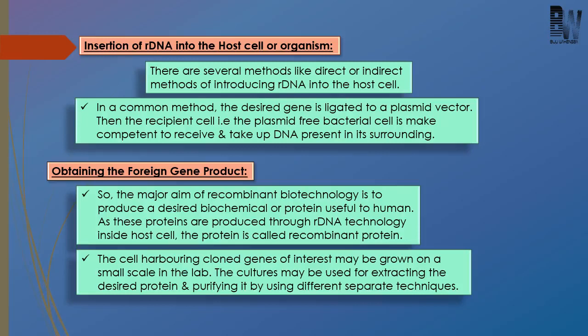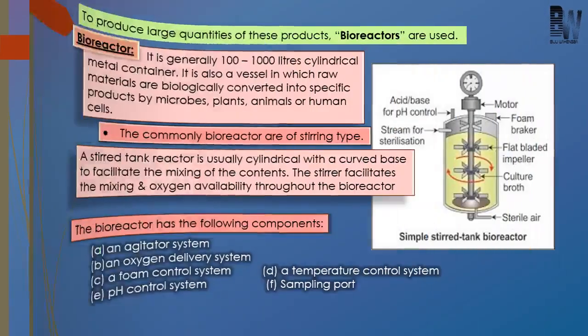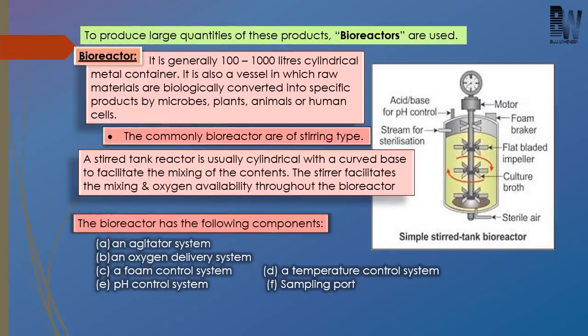And here the point is that in the lab, we can produce this protein in small quantities. To produce it in large quantities, we have to use a device by the name bioreactor. So our next topic will be bioreactor. To produce the recombinant protein in large quantities, we can use a device by the name bioreactor.